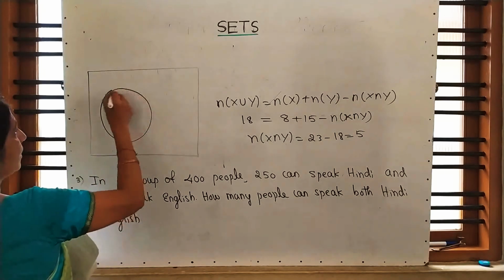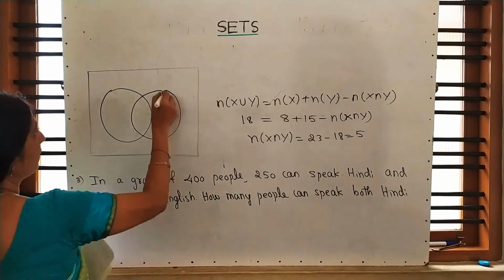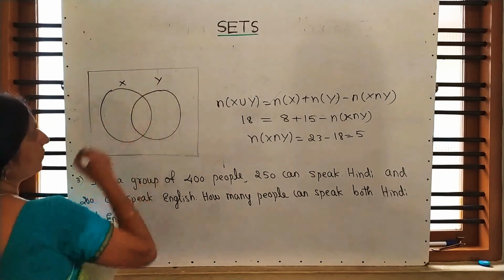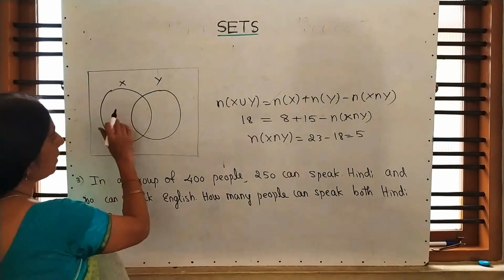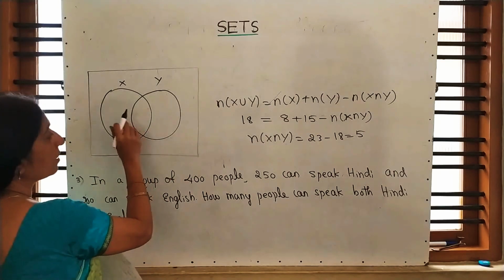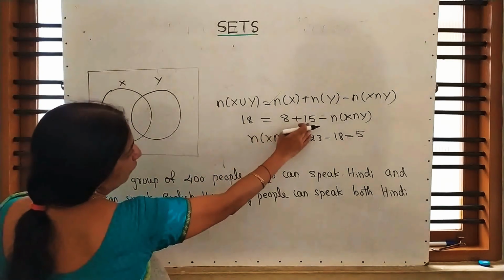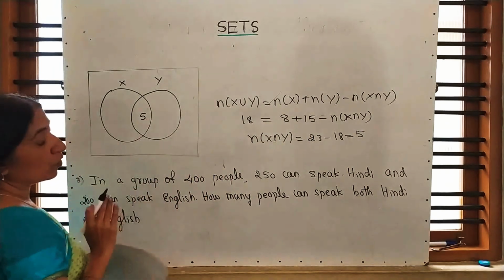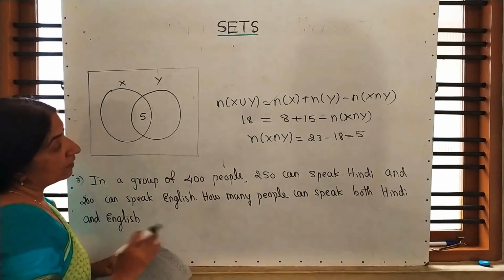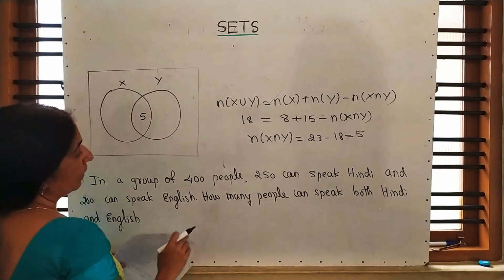This is set X, this is Y. The union is total, it is 18. The intersection is here. 8 plus 15 is 23, 23 minus 18 is 5. So the number of common elements, that is in the intersection, is 5.